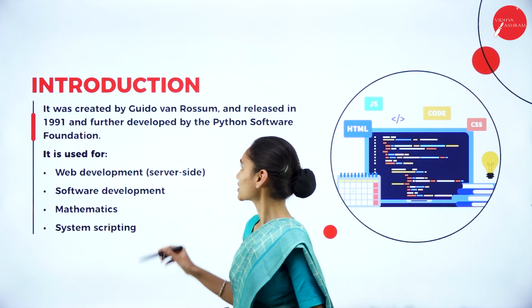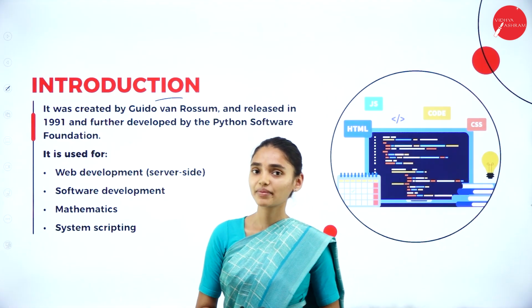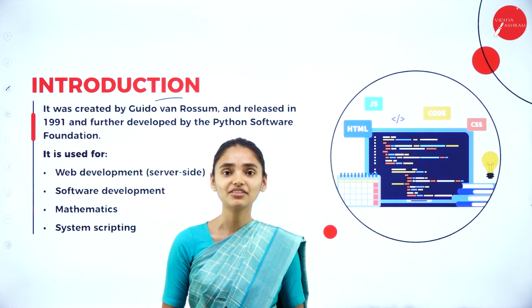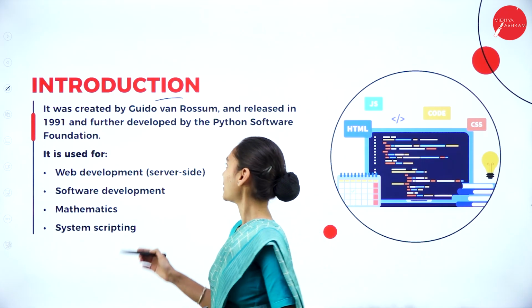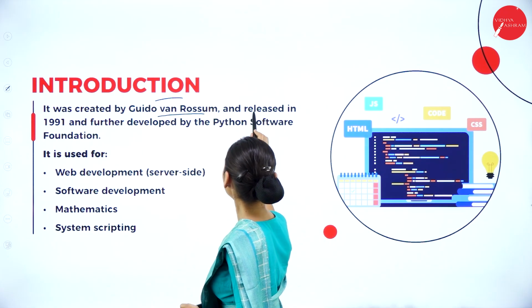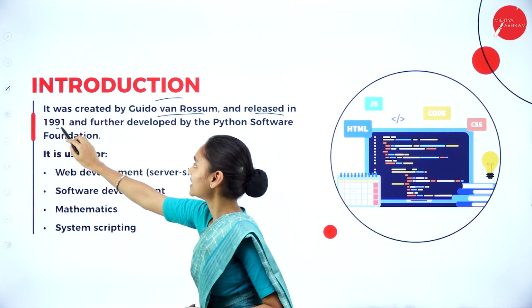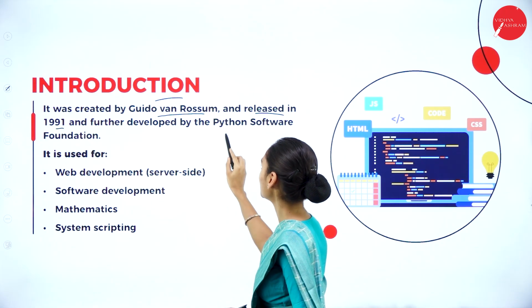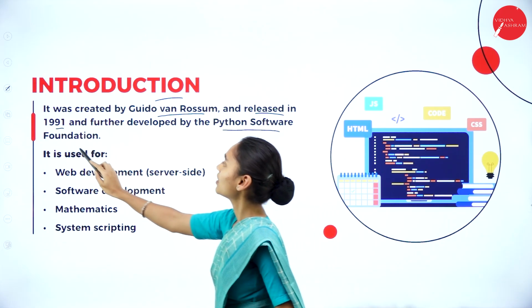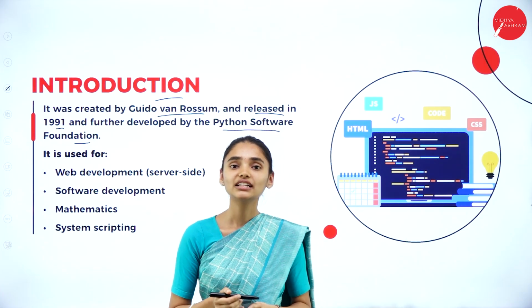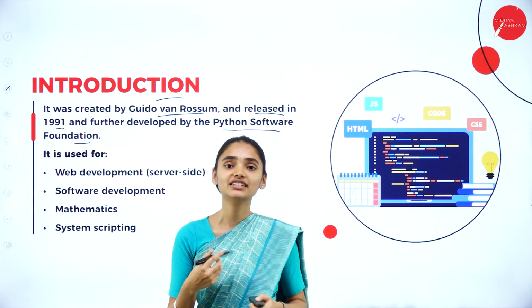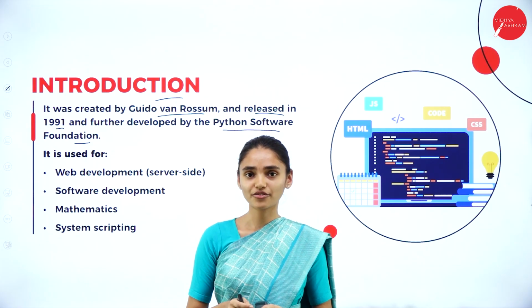So first is Introduction to Python. So what is Python? Python is a high-level interpreted programming language, which was developed by Guido van Rossum and released in 1991. And further it is developed by Python Software Foundation. Python was created by Guido van Rossum in the year 1991. Later it is developed by Python Software Foundation.